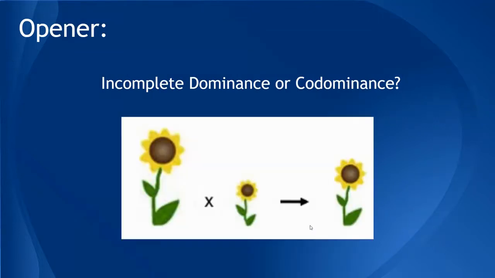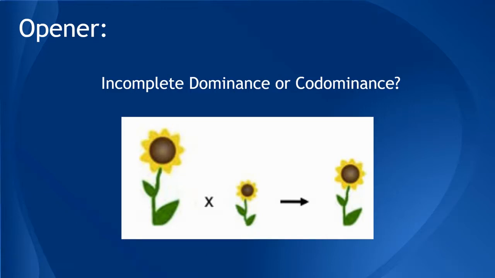Okay. This one, incomplete dominance or codominance? By the way, whenever you see this X, it means this flower mated with that flower. All right. So like mom, dad, or vice versa. Is that incomplete dominance or codominance?